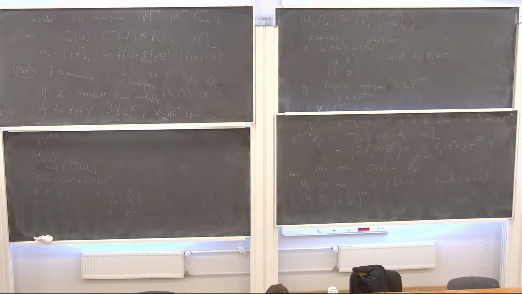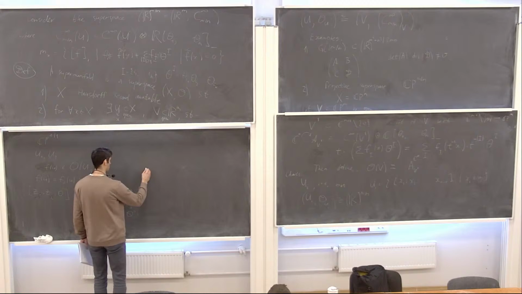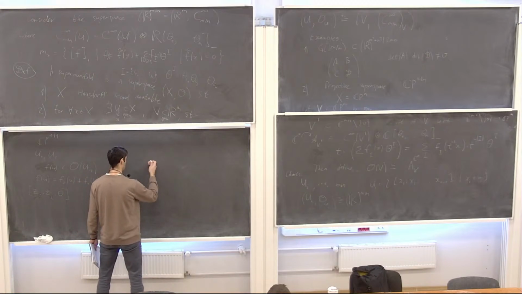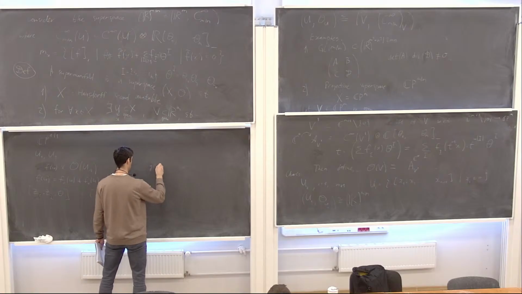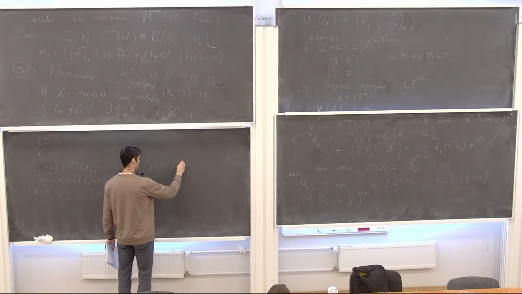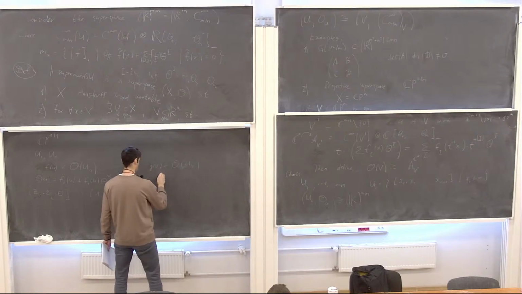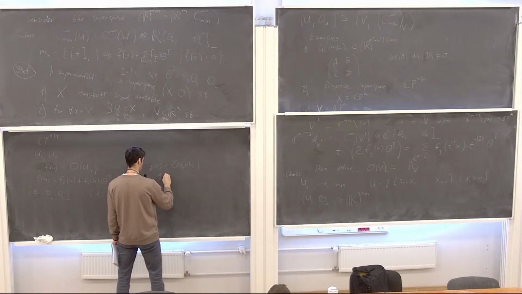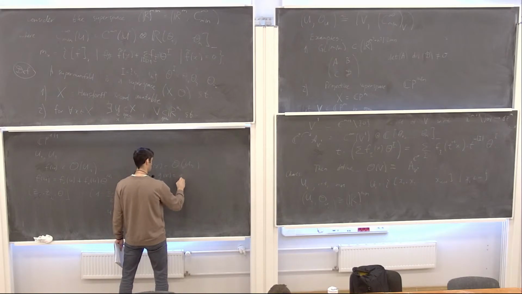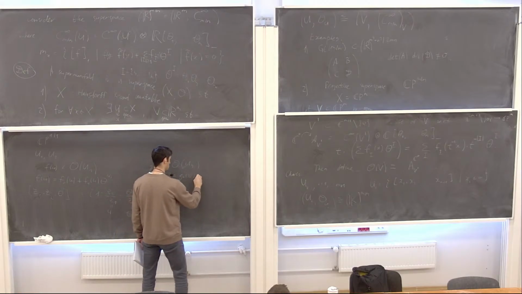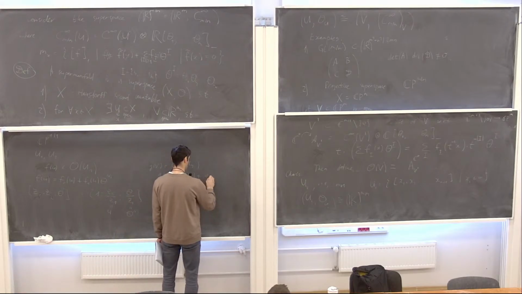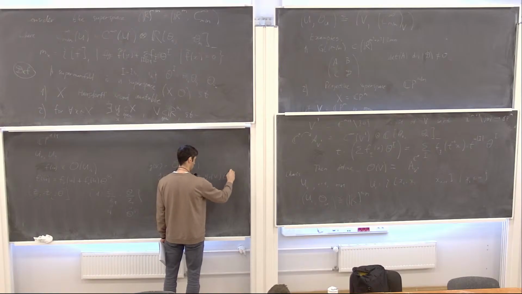Now let me go to the other chart. Let me write down: if I have g(v) inside O(U_2), I would like to write it as g_0(v) plus g_1(v) theta_2.